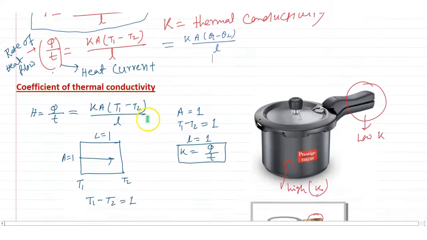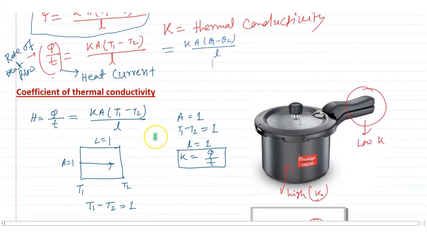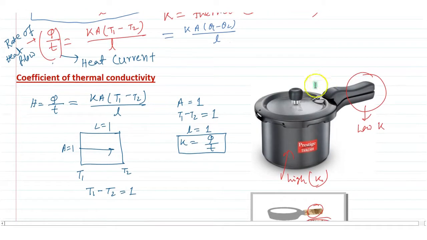So what is the definition of conductivity? Okay. So the definition of conductivity will be when A equals 1, and T1 minus T2 equals 1, and L equals 1. Suppose you take a cubical body having unit length, side 1 meter, then the cross-section area will be 1 meter square, and suppose this is theta 1 and theta 2, then this length will also be 1 meter.